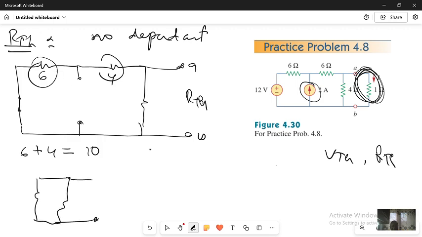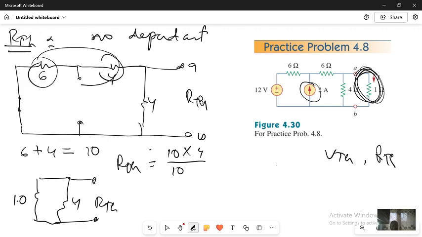I have this 4 here, and I have the 10. The 10 is the equivalent of this one. These 10 and 4 are what? They are in parallel. So I determine RTH equal to 10 multiplied by 4 divided by 10 plus 4. Now I have already determined the RTH.